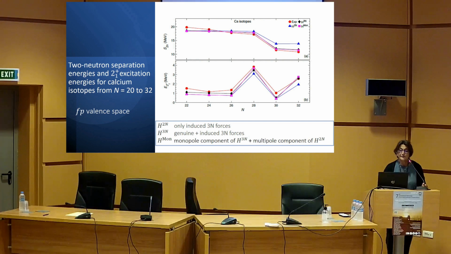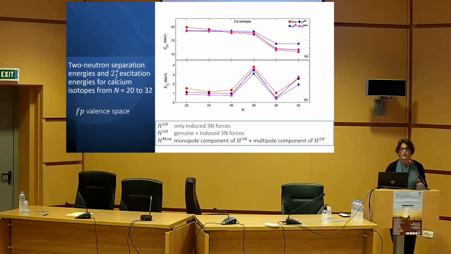Red results represent the experimental ones, the blue ones only those obtained including only the two-body forces, and the black ones those including the two- and three-body forces. As you may see, until 28 results are very close, but then from 28 to 30, the two-body force only is not able to reproduce this drop. And the same is true for the shell gap at N equal to 20.